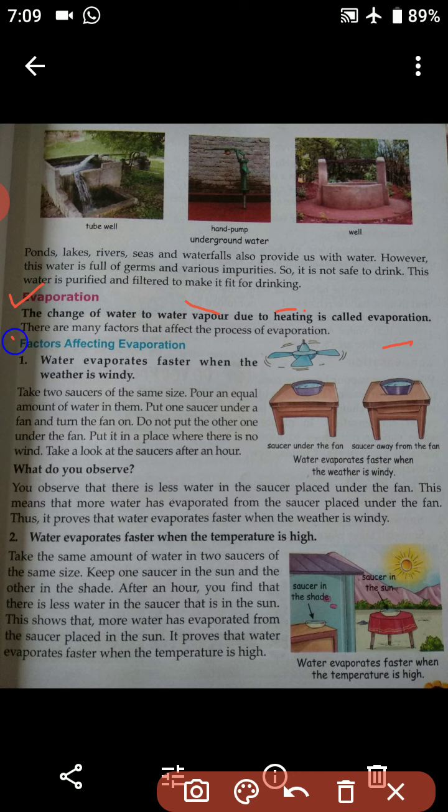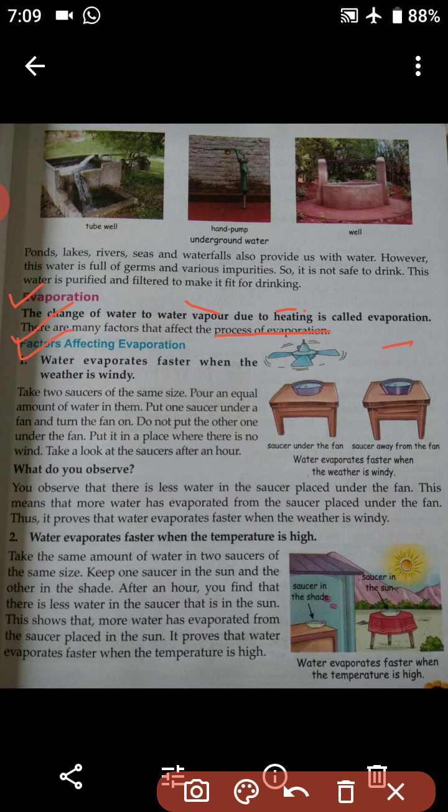So students, there are many factors that affect the process of evaporation. Evaporation will occur depending on many factors, so we are going to understand them one by one.